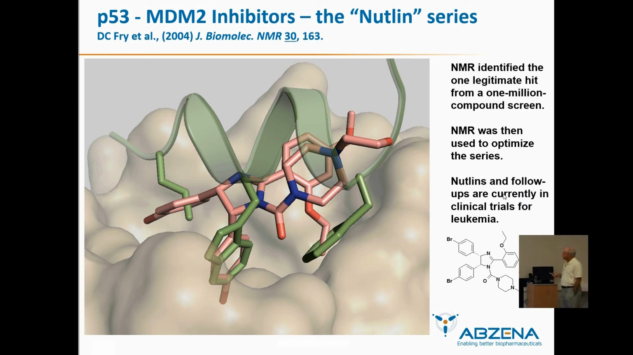So here I've overlaid the structure of the Nutlin bound, and then in green I'm showing how p53 binds to MDM2. So p53 achieves affinity by inserting 3 side chains into this MDM2 subpocket. So a leucine, tryptophan, and phenylalanine. And you can see that the Nutlin replicates these 3 interactions, but it does it much more efficiently.